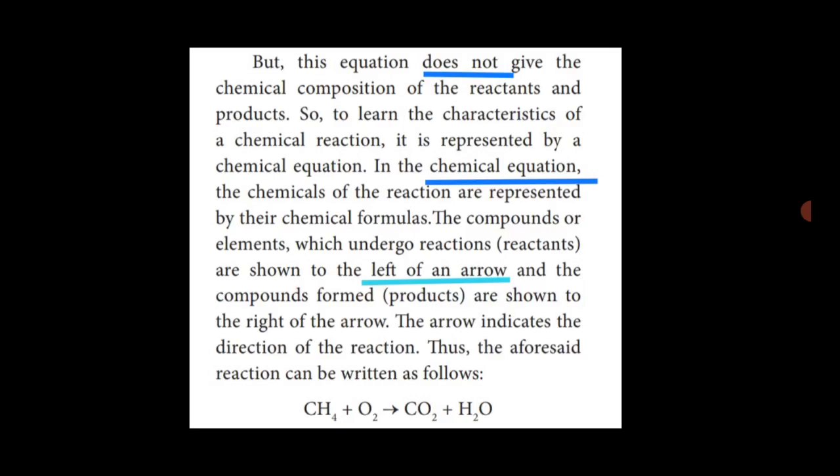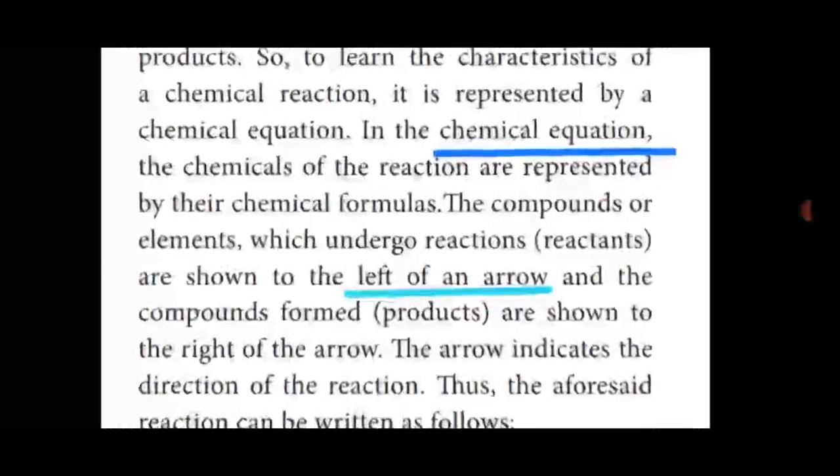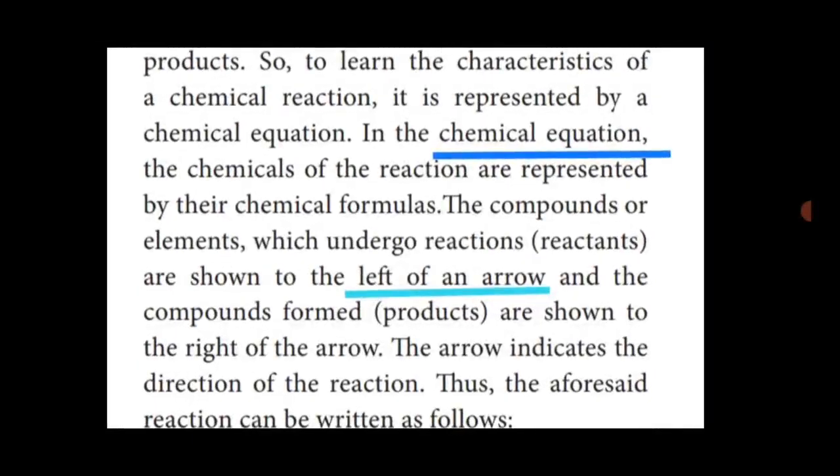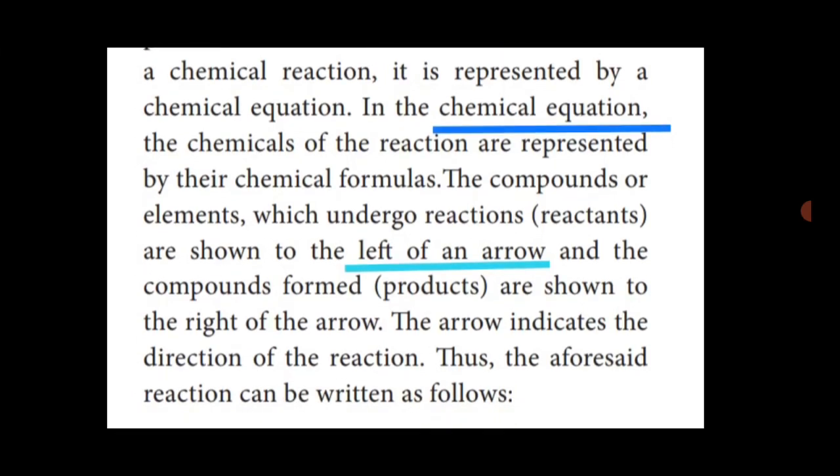So a chemical reaction is represented by a chemical equation. In a chemical equation, the reactants are represented by their chemical formulas. The compounds or elements which undergo the reaction, that is the reactants, are shown on the left side of the arrow. The compounds formed, that is the products, are shown on the right side of the arrow. The arrow indicates the direction of the reaction.